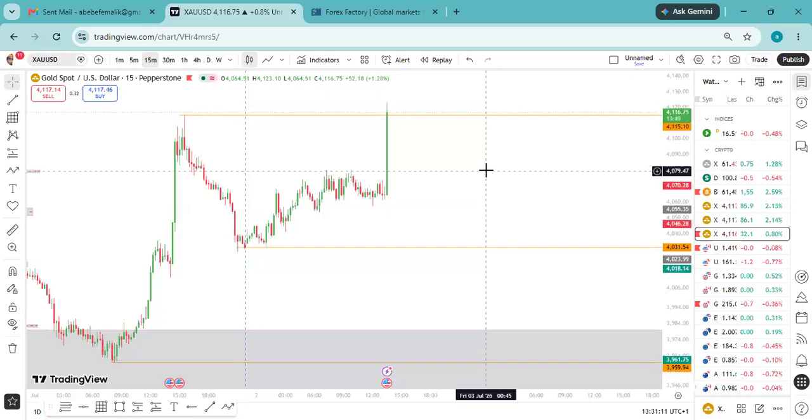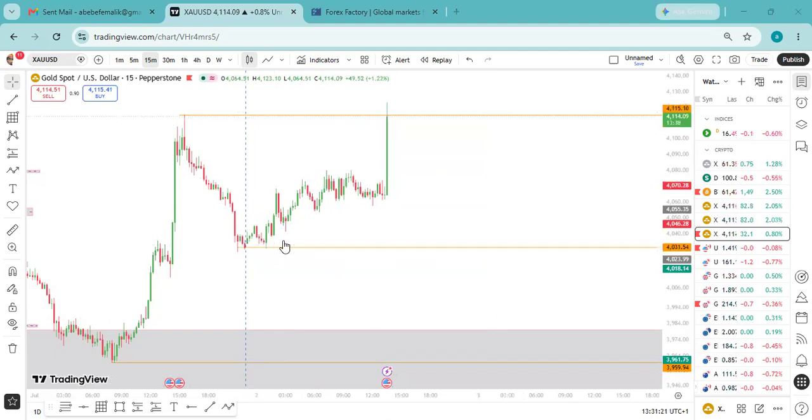So who is in profit, guys? Let me know. Are you guys in profit now? Anybody in profit? Drop it in the chat box now. How much profit are you on? Let me know, guys.